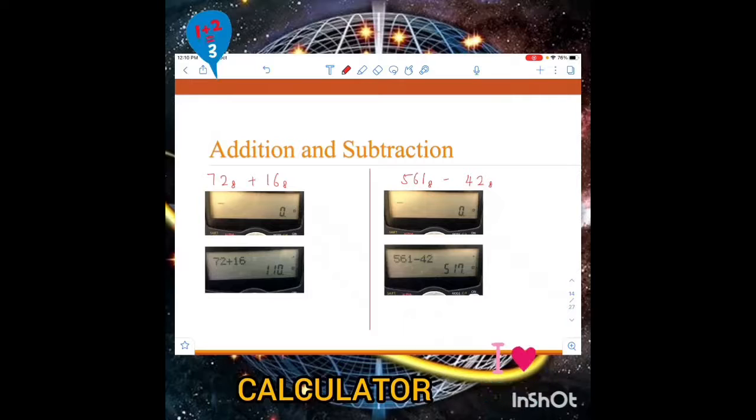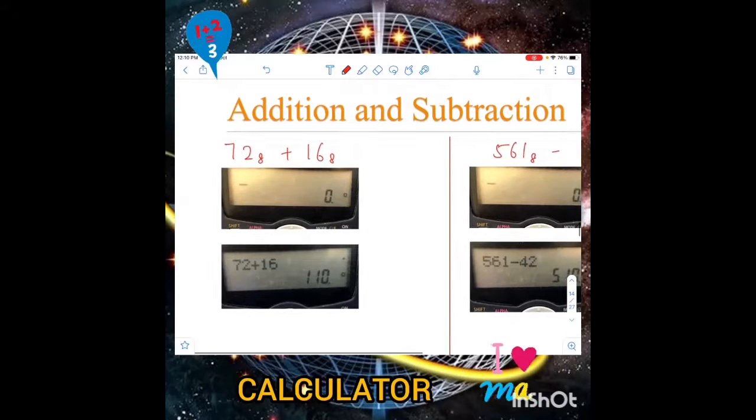The next example that I'm going to show you is the calculation involving base 8 numbers. As you can see on the screen, now we are going to calculate 72 base 8 plus 16 base 8. Both numbers are base 8, so we can use the calculator to do the calculations. Now we just need to set the calculator in the mode of base, and we choose OCT. When we choose OCT, the calculator understands that now we are going to calculate base 8 numbers.